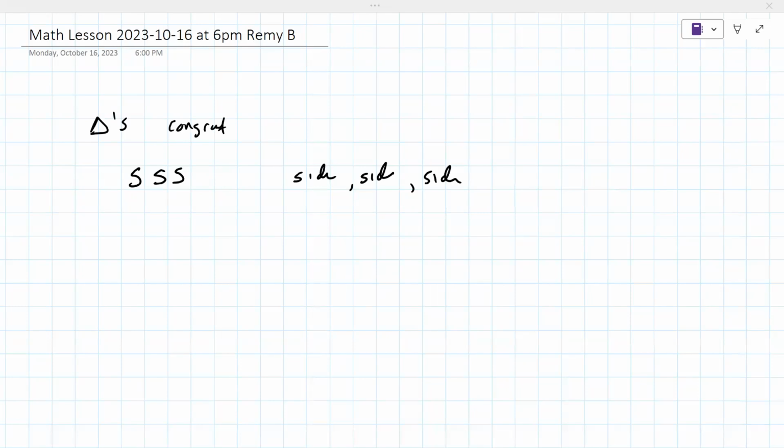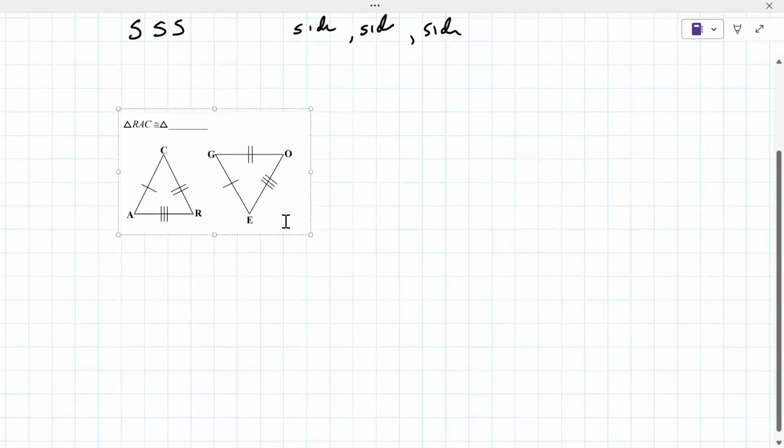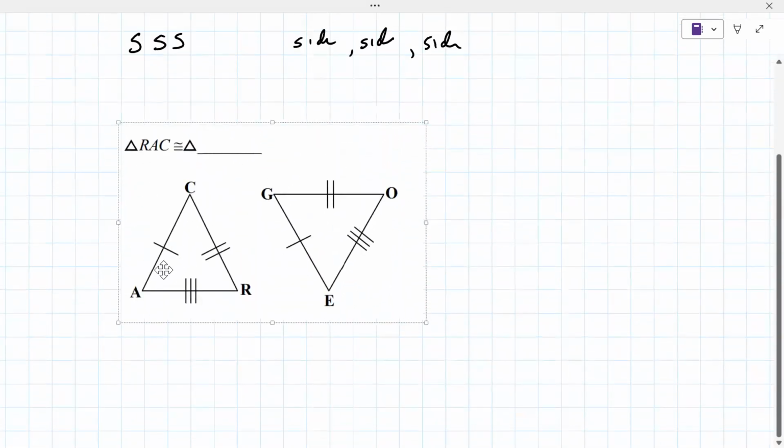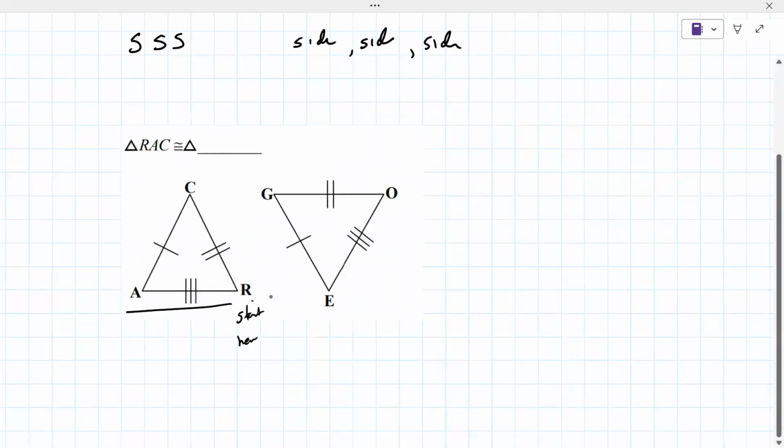Now let's take a look at a triangle that is congruent by side, side, side here. So they have to have each side congruent. So this side AC is congruent to this side over here. The double line is congruent to the double line, the triple line congruent to the triple line. Now the order of the letters matters. So RAC means you're starting at R, moving to A, then to C, and then back. You've probably seen those signs where it says start here.